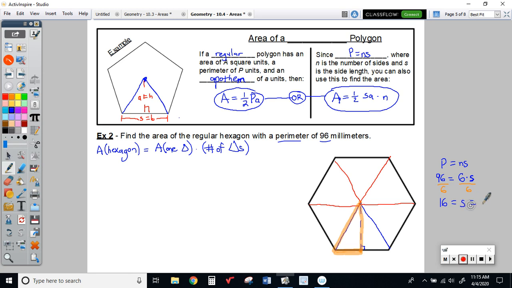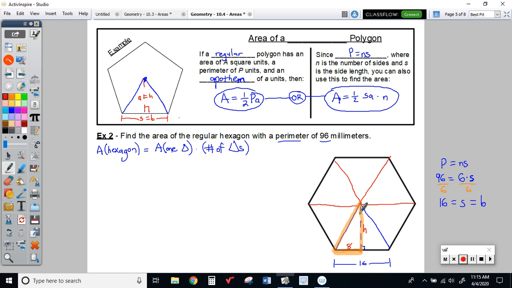And S is the same thing as B if you want to think about it that way. So from here to here is 16. And if that's the case, that means this is going to be 8 right here, and that would also be 8. And this height is unknown. Why don't I label it with an H?